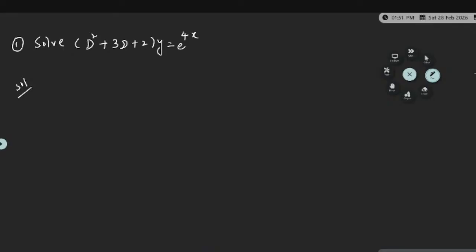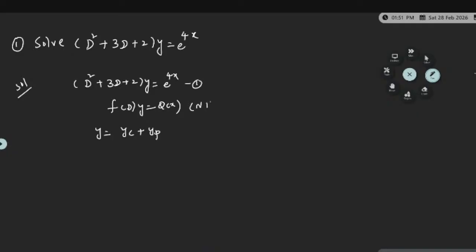Okay, what is given? What is the given differential equation? This is in which form? Y equal to, because it is very good, it is non-homogeneous. Fine. Okay, YC.